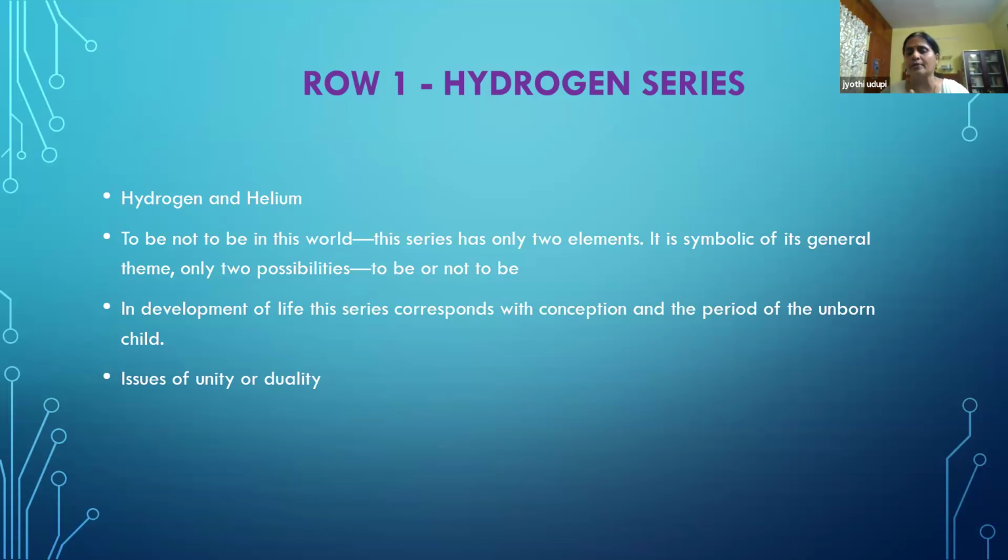This series has only 2 elements. It is symbolic of its general theme: only 2 possibilities, to be or not to be. In development of life, this series corresponds with conception and the period of the unborn child. Issues of unity or duality.